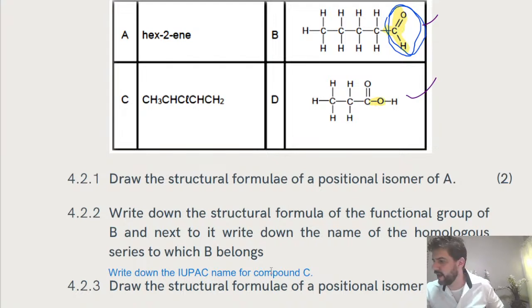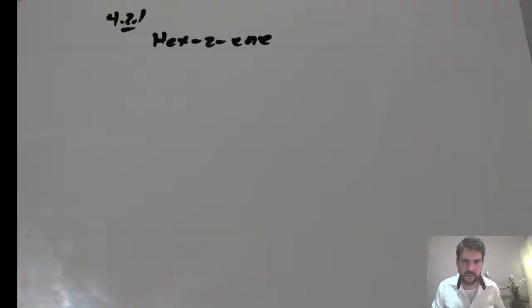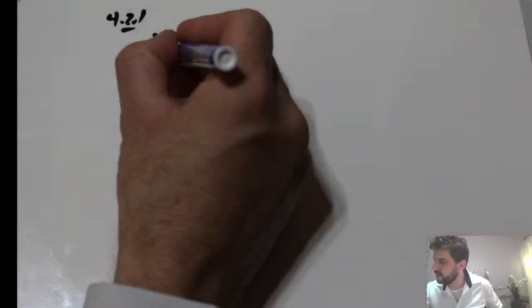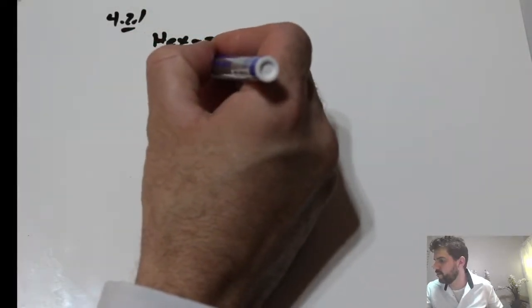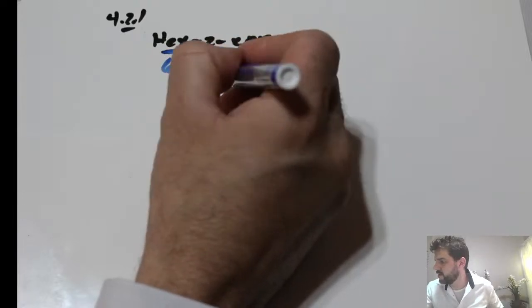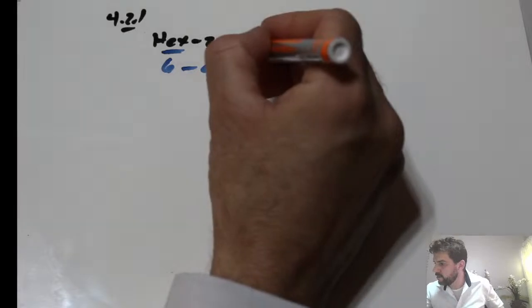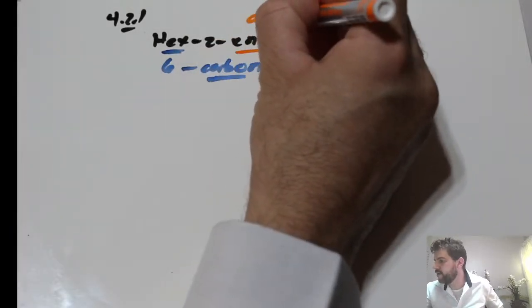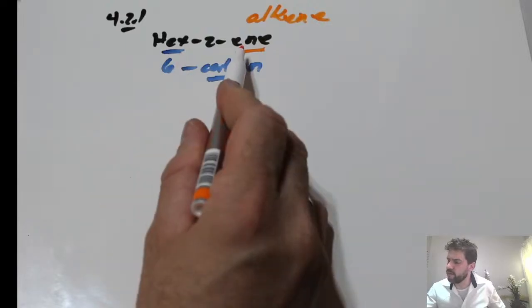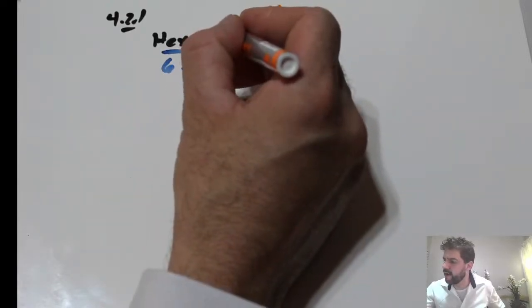I'm going to write it here, hex-2-yne. Let me go here so I can show you real fast. There we go. That is hex-2-yne. Hex means there are 6 carbons. This is an alkene. You can see here the double bond, the "ene". And then we have 6 carbons with a double bond, and the double bond is in carbon number 2.